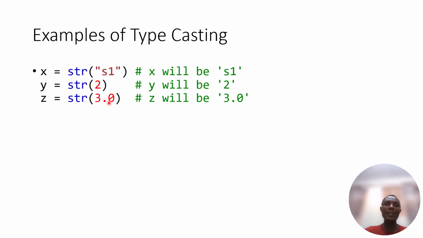The same thing applies here. For example, x is equal to str of s1. X will be s1. We are casting these into a string. For str2, this one of course will be converted into a string, which will be in quotes. The same thing applies here, it will be in quotation marks.